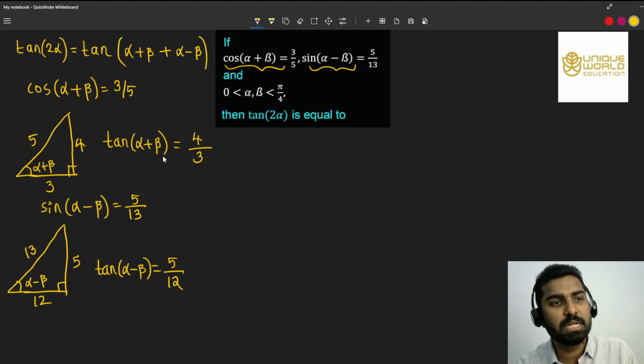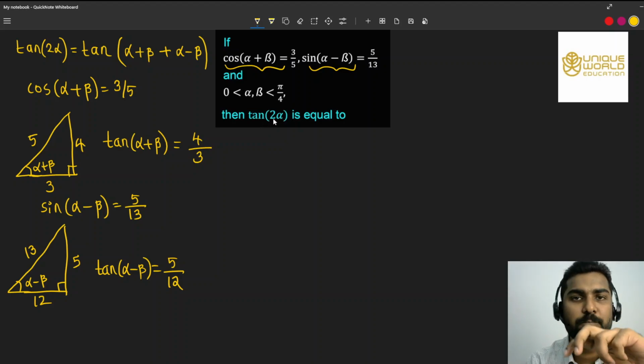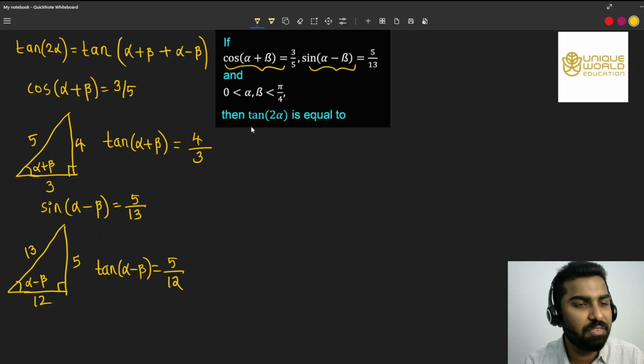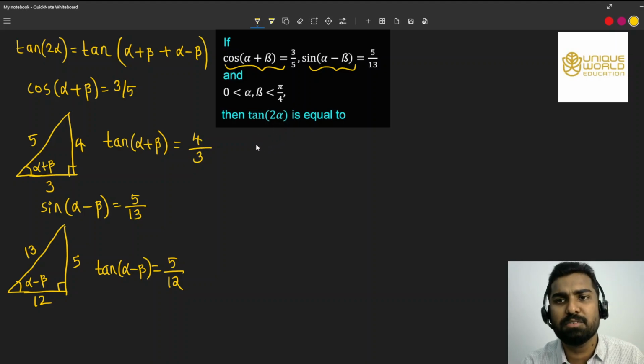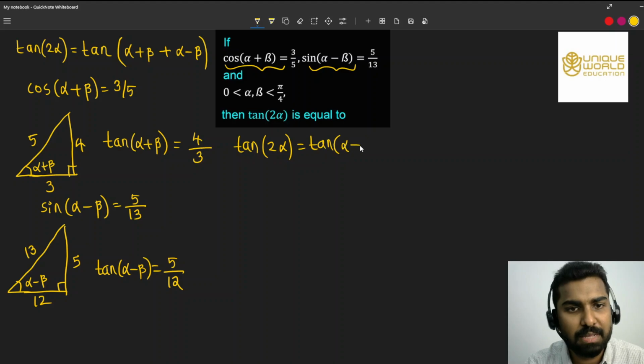Why am I not concentrating on the sign? Because in the first quadrant, as I already told, for both alpha plus beta and alpha minus beta, all trigonometric functions will be positive. Now we want to evaluate this by substituting all the values in the first equation. Basically we want to find tan 2 alpha, and I rewrote it as tan of alpha plus beta plus alpha minus beta.